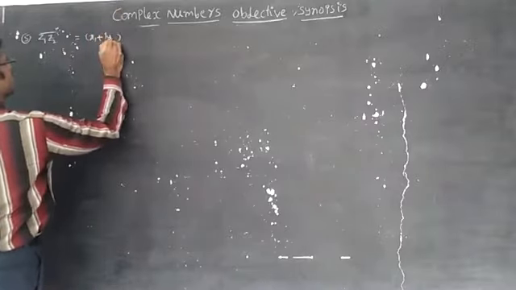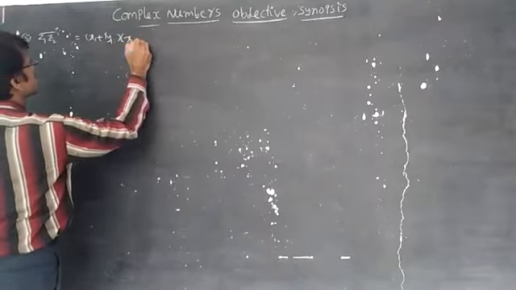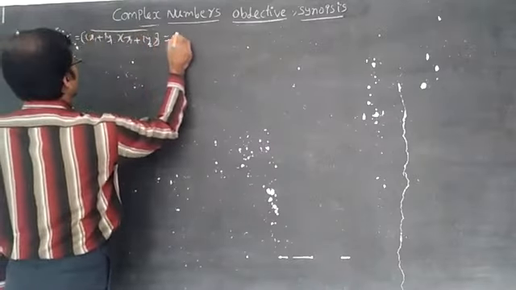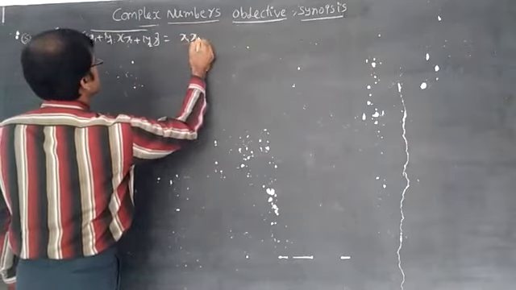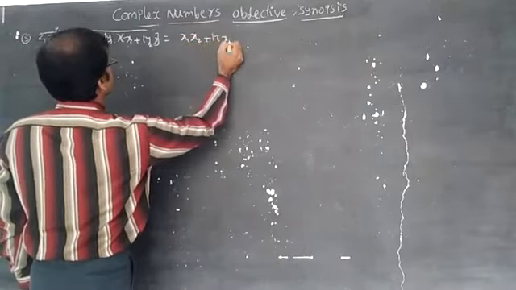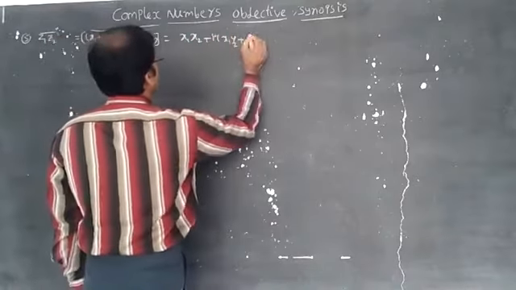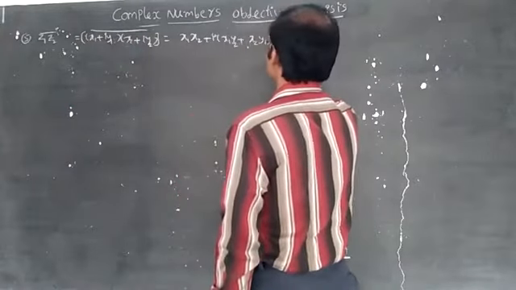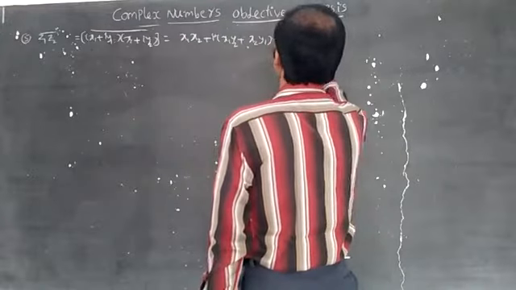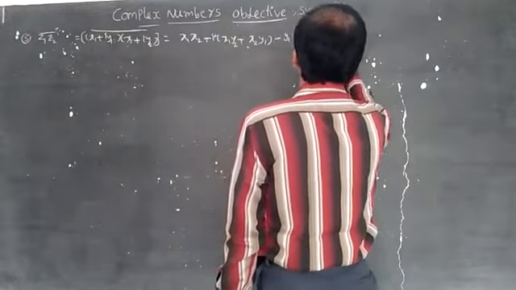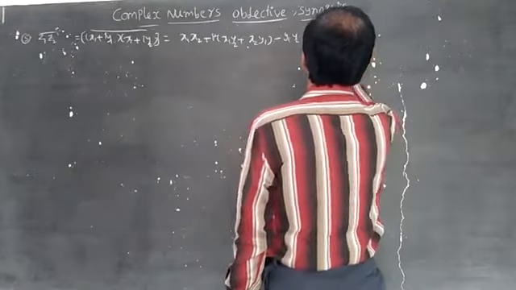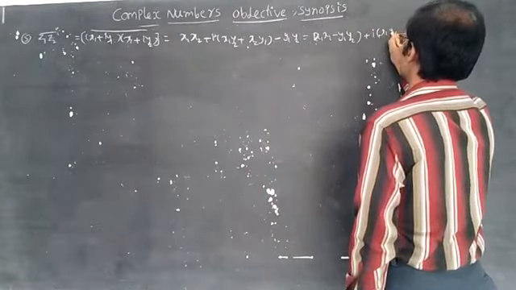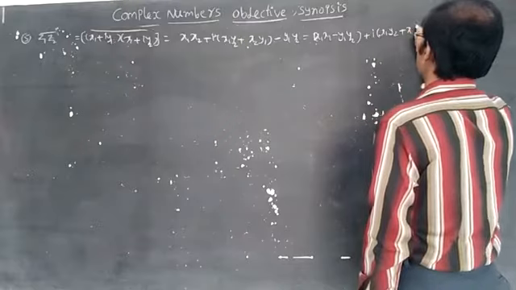First, (x1 plus i y1) into (x2 plus i y2). Multiply like this: x1 x2 plus i x1 y2 plus i x2 y1 minus y1 y2, since i square becomes minus 1. Write like this: (x1 x2 minus y1 y2) in the bracket plus i taken common, within the brackets you can write (x1 y2 plus x2 y1).